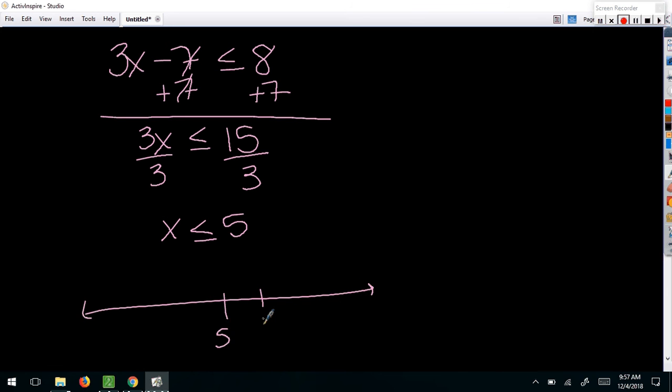I got 5, 6, 7, 8. I'm going to go down a few. 3 and 2. Is it closed or is it open? It's closed. And it goes to the left.